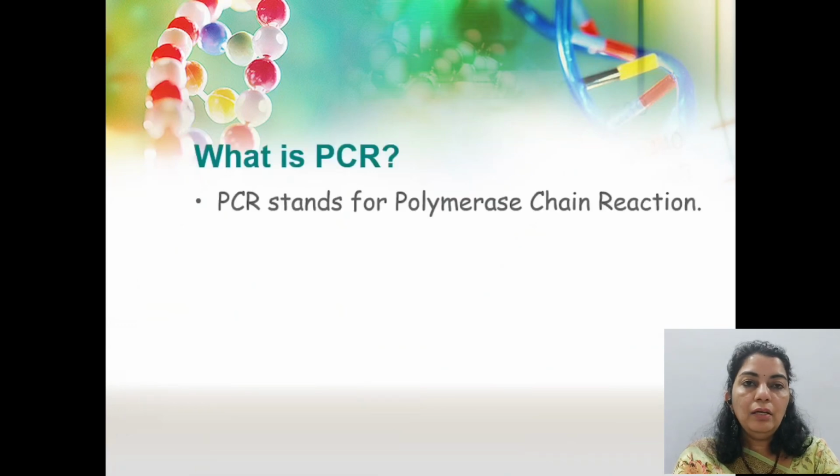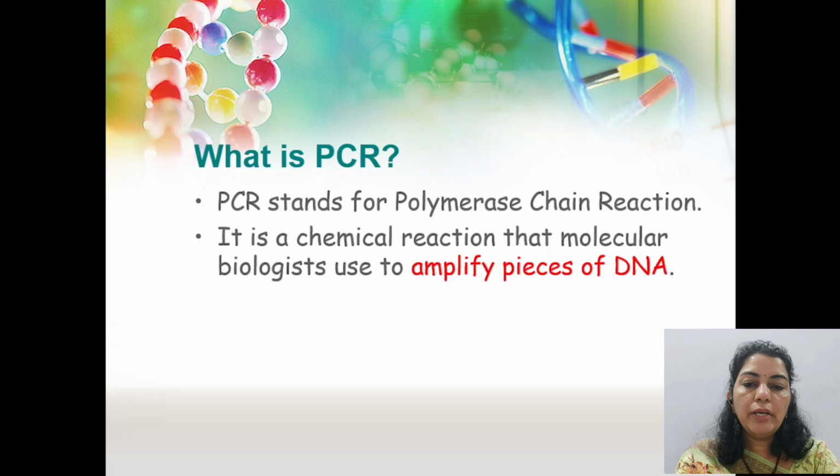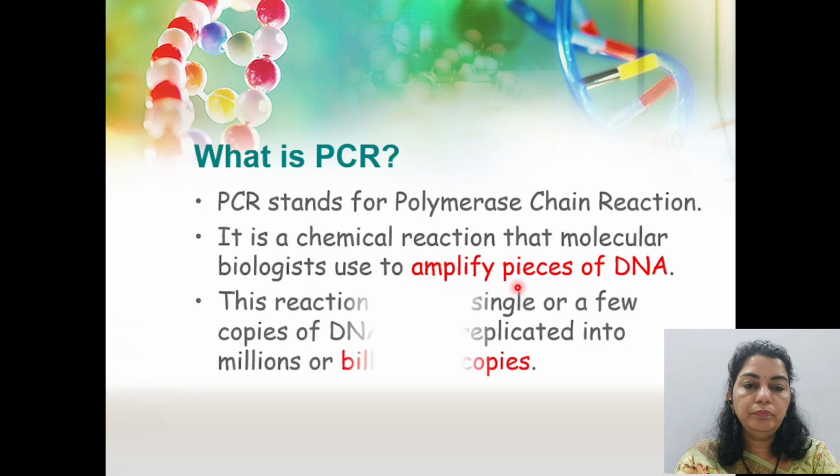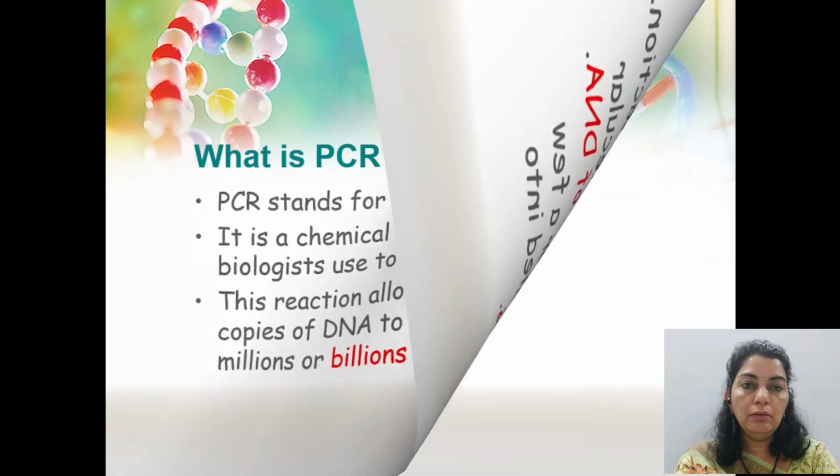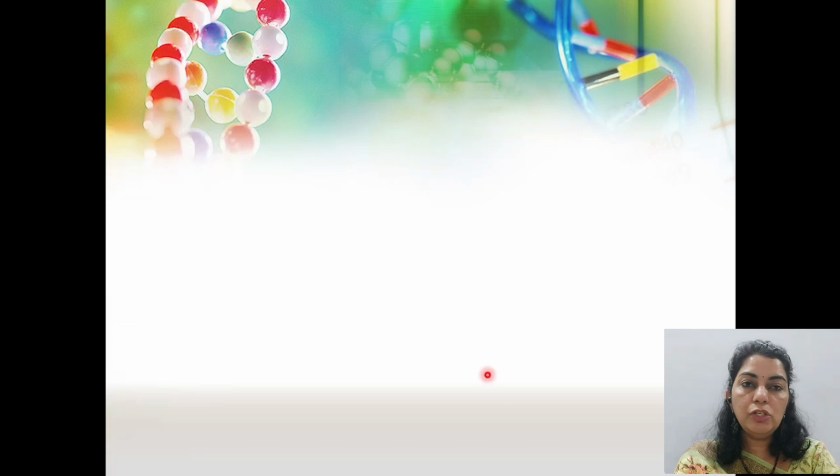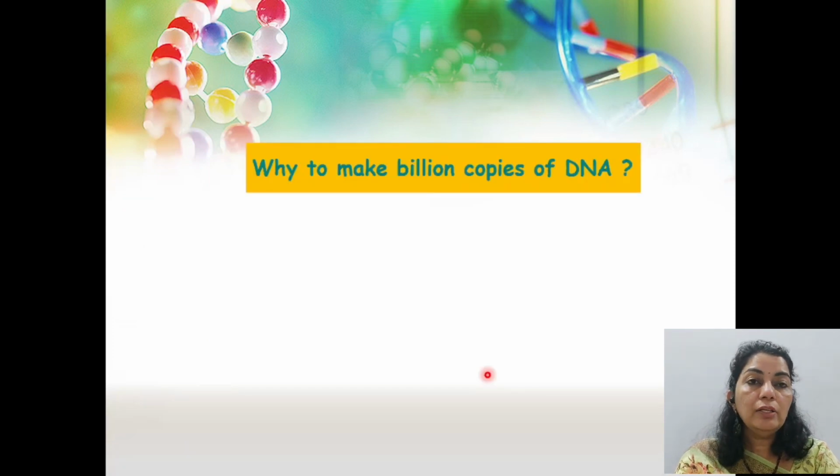So PCR is the short form of polymerase chain reaction. In this, we are amplifying a piece of DNA and generating several billion copies of the DNA. Now, a question must be coming to your mind: why make so many copies of DNA? Why is there a need?